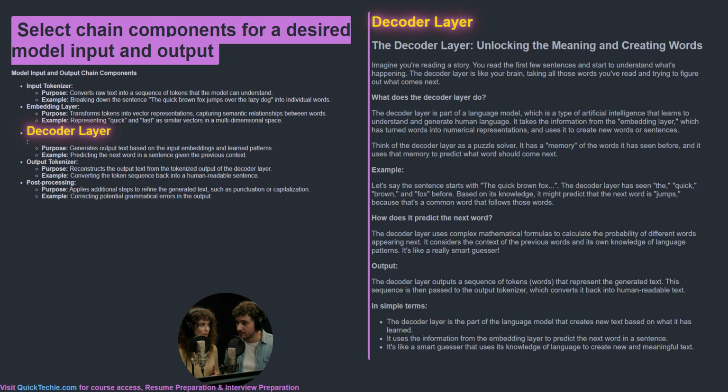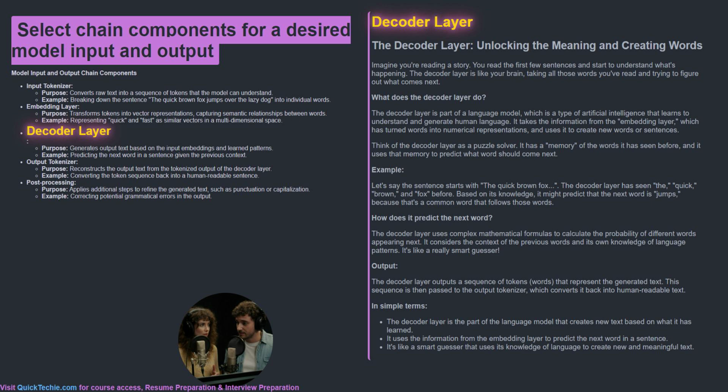The decoder layer uses complex mathematical formulas to calculate the probability of different words appearing next. It considers the context of the previous words and its own knowledge of language patterns. It's like a really smart guesser. Output. The decoder layer outputs a sequence of tokens, words, that represent the generated text. This sequence is then passed to the output tokenizer, which converts it back into human-readable text.